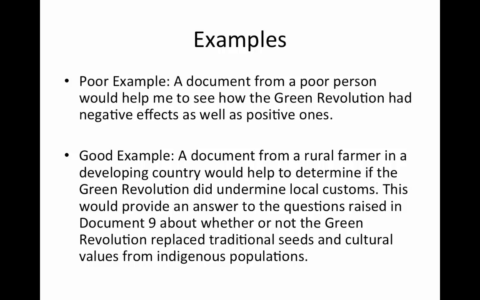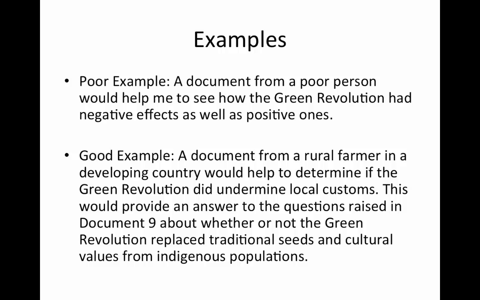This is really important. For the hypothetical document, it cannot be a document that we've already seen. So this is a new document from a poor person. It would help me to see how the Green Revolution had negative effects as well as positive ones. Okay, here's where we have the problem. Negative effects is way too vague, positive ones way too vague, and this is not telling me anything about how this would help me in my argument.